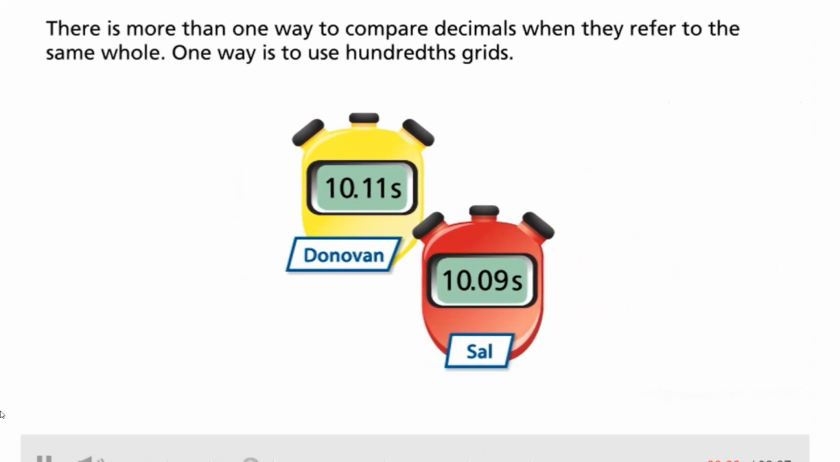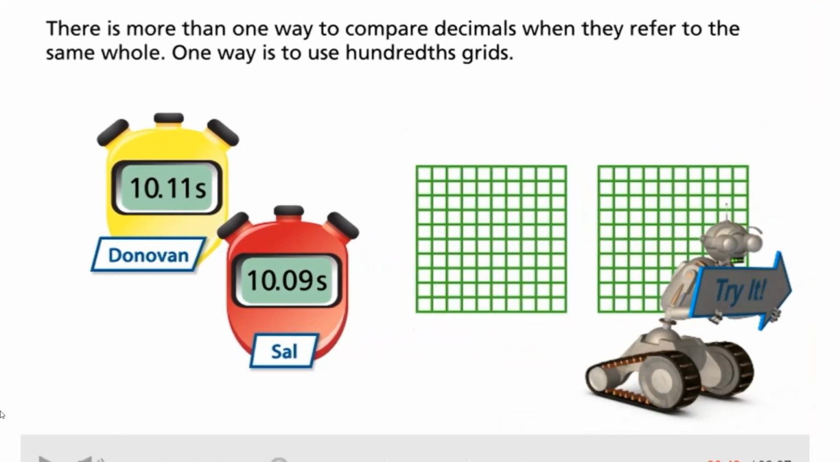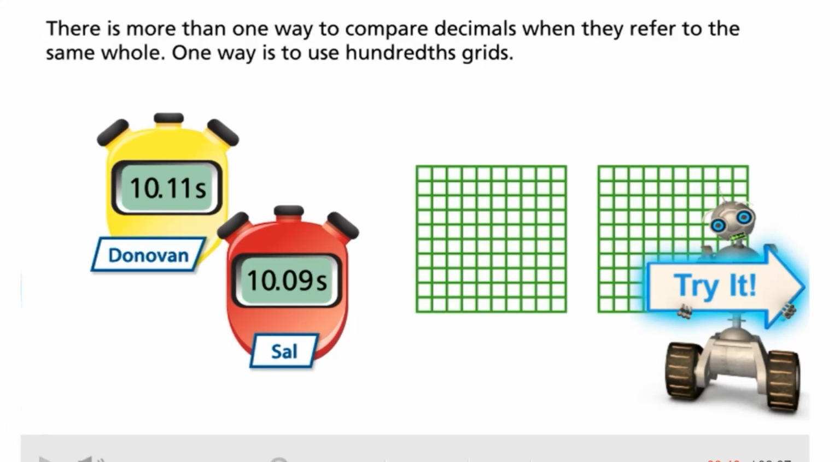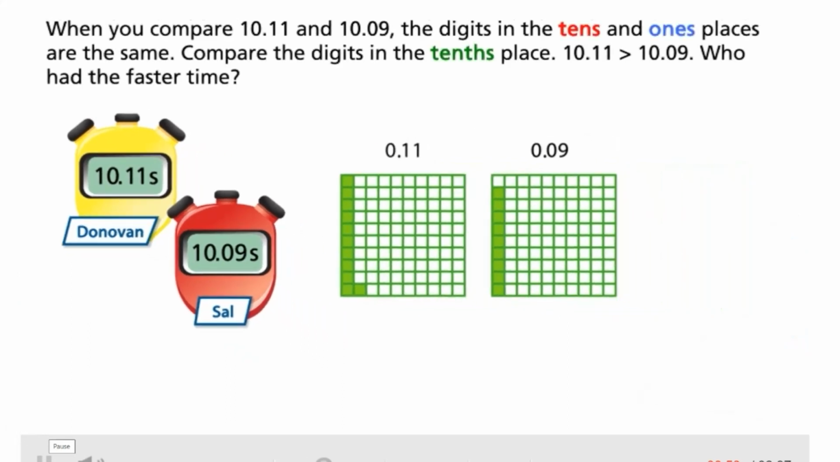There is more than one way to compare decimals when they refer to the same whole. One way is to use hundredths grids. For 11/100ths, there is 1/10 column and 1 unit square shaded. For 9/100ths, there are 9 unit squares shaded. When you compare 10 and 11/100ths and 10 and 9/100ths, the digits in the tens and ones places are the same. Compare the digits in the tenths place. 10 and 11/100ths is greater than 10 and 9/100ths.